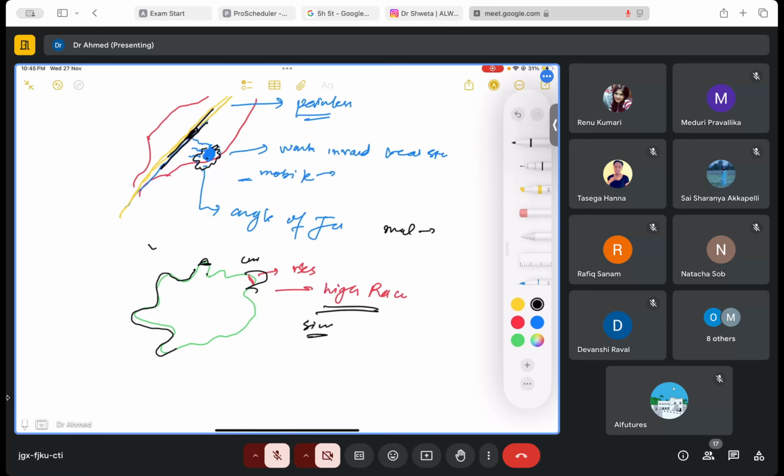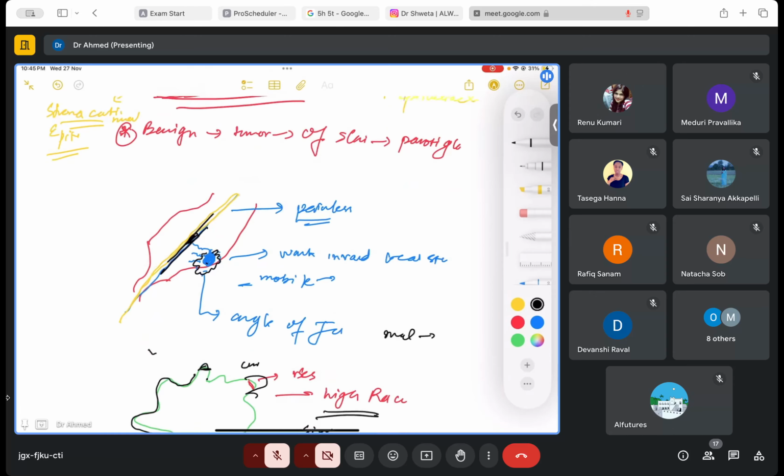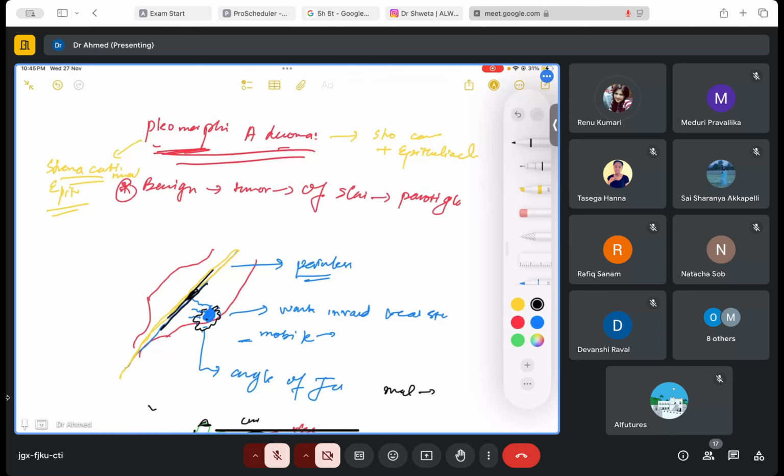Okay, so now let's discuss another tumor, which is Warthin tumor, right? First of all, just give me an overview, then we are going to move forward.